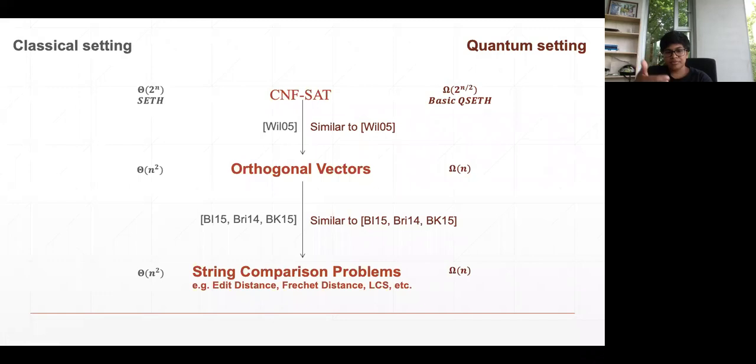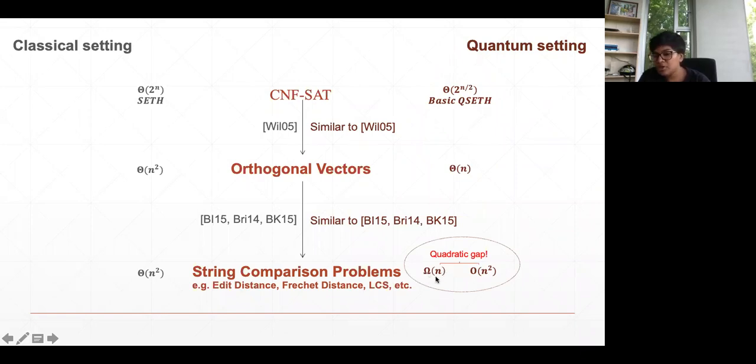And the reduction by Backurs-Indyk and Bringmann-Künnemann, from orthogonal vectors to string comparison problems, also had this easy local property, so we were able to quantize that also easily. And we were able to give a linear lower bound for string comparison problems based on basic QSETH. But the sad part is, while for orthogonal vectors it was tight and interesting, for string comparison problems there's a gap that basic QSETH is not able to explain. The linear lower bound that we got was linear, and the current known upper bound for edit distance or LCS in the quantum setting is n squared. So there's a gap that we were not able to explain because of basic QSETH.